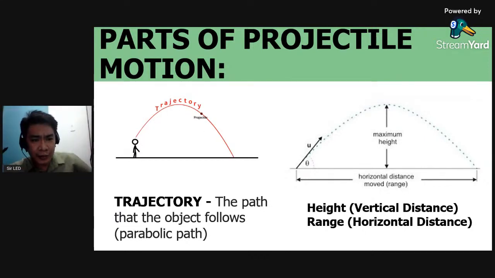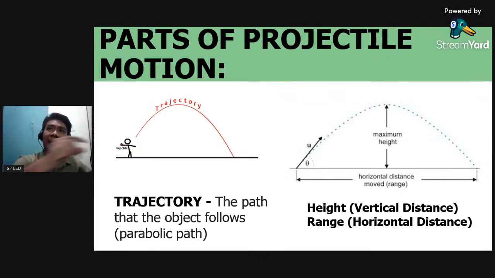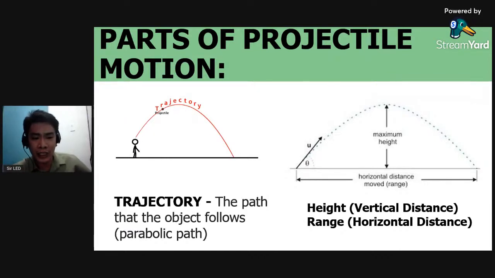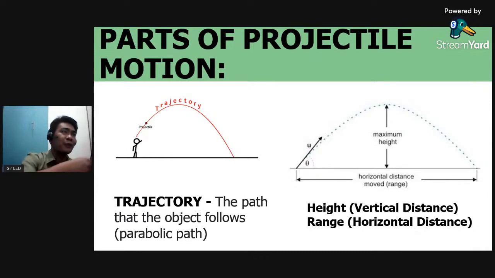We also hear the term trajectory in sports, just like ball sports, or in athletics like javelin throw, discus throw. We can hear them saying the trajectory of the object. Trajectory is simply the path that the object follows, and it always follows a parabolic path. Even if you try to imagine it, when you serve a ball, the ball will go in a parabolic path, and that is its trajectory.